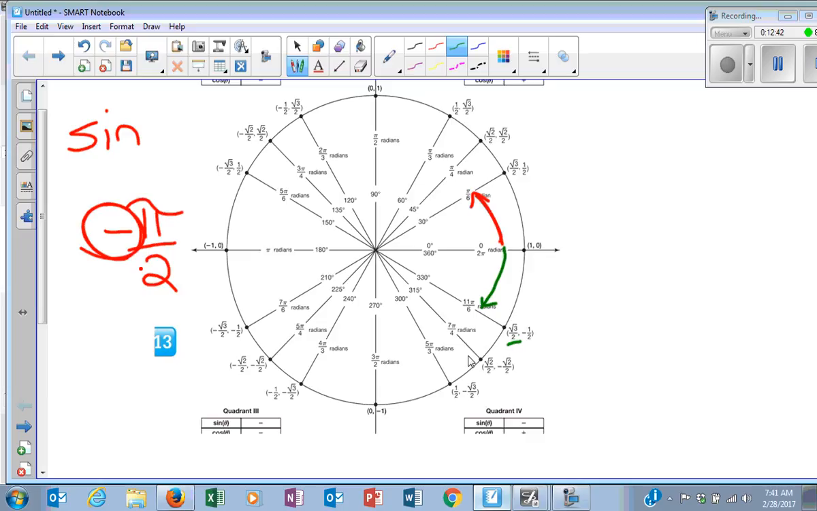If I said I wanted the sine, or if I wanted the cosine of pi over 3, what would your answer be? Your answer should go right here. That's how far I need to go. Cosine is the x. This is just 1/2.